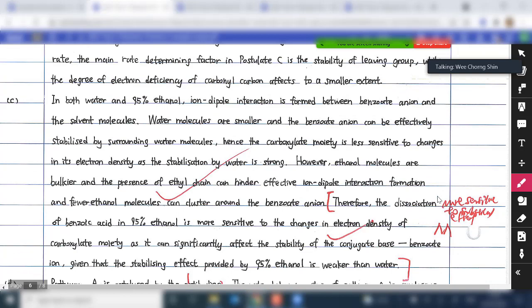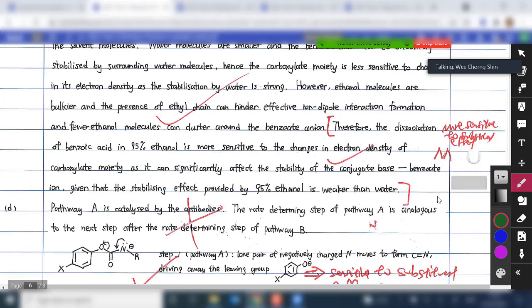So the answer. You have ion dipole interaction. Water molecules are smaller, etc. Then after that, bulkier. So I bracket this part, so that's why I know what to talk about. This is the main point. The dissociative is more sensitive to the change in electron density of the carboxylate moiety, and because of that, it is more susceptible or more sensitive to substituent effect. That's the main point I'm looking at actually.